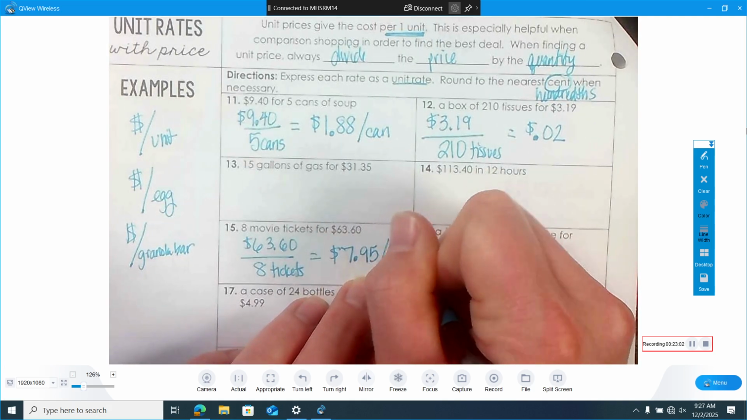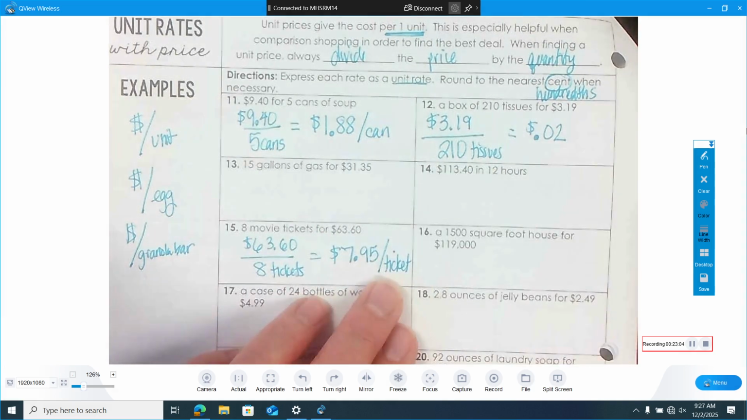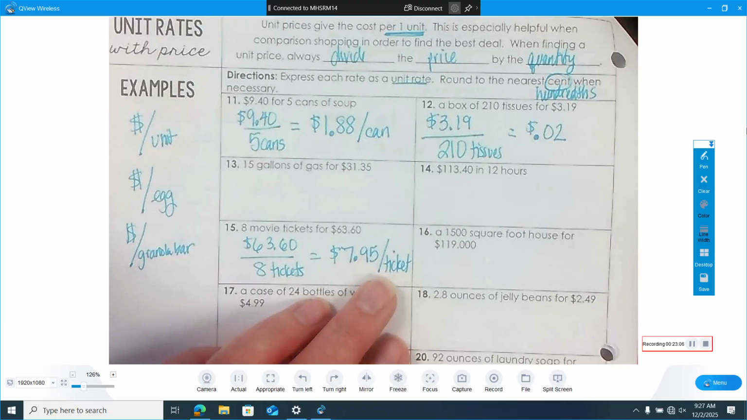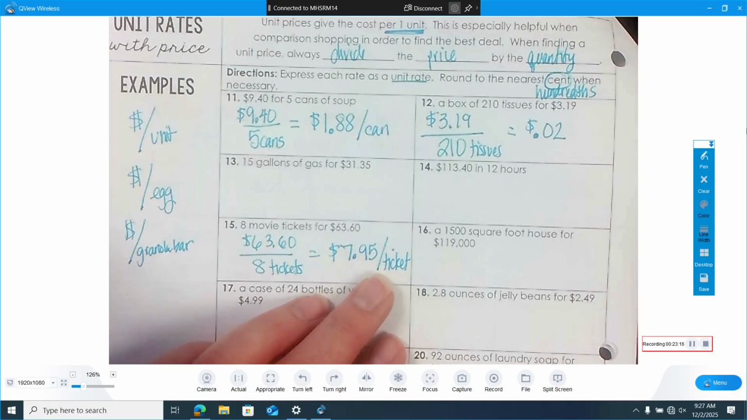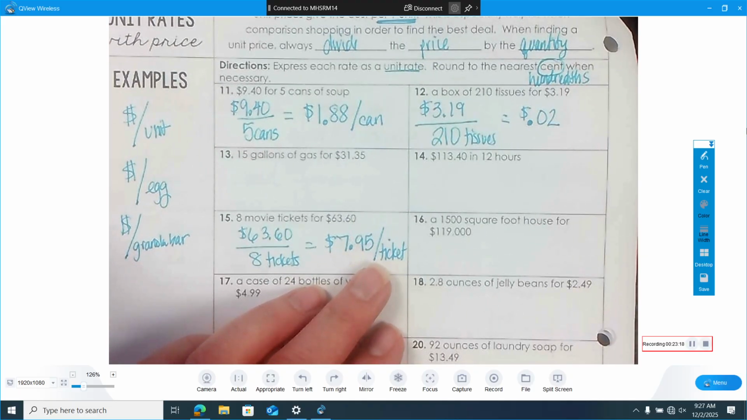$7.95 per ticket. Is that about right? Is that about what we pay when we go to the movies these days? No, it's like 10 or 10. Really? Oh, I go to the matinees. Sorry, I never pay full price. I go to matinees, and at Charlotte a matinee is $7 a ticket.